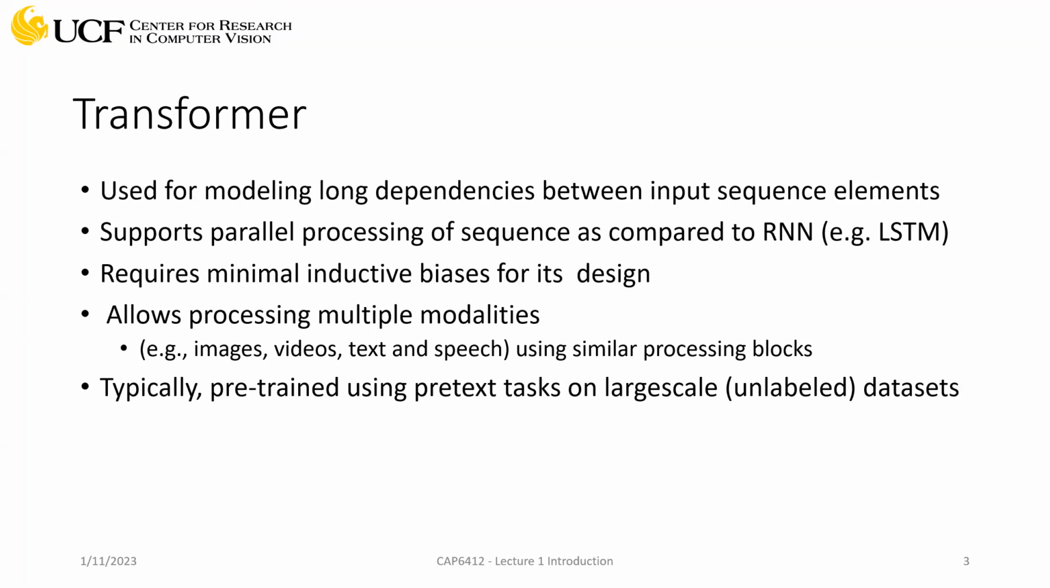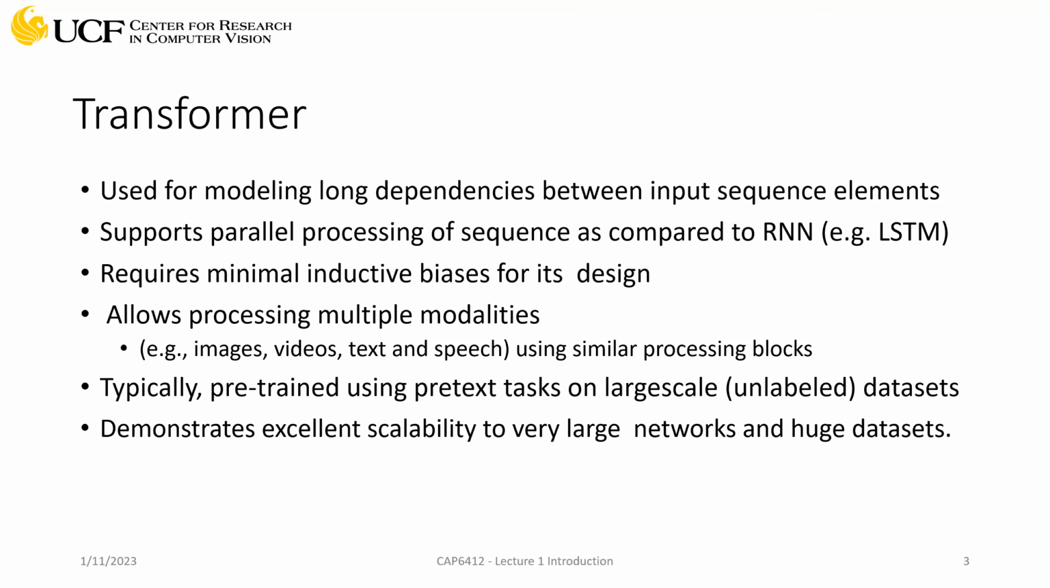And typically, transformers are pre-trained using pretext tasks on large scale data sets, and these are typically unlabeled, and self-supervised learning methods are used for that. And good thing is that this demonstrates excellent stability, very large networks and huge data sets. It really works very well.